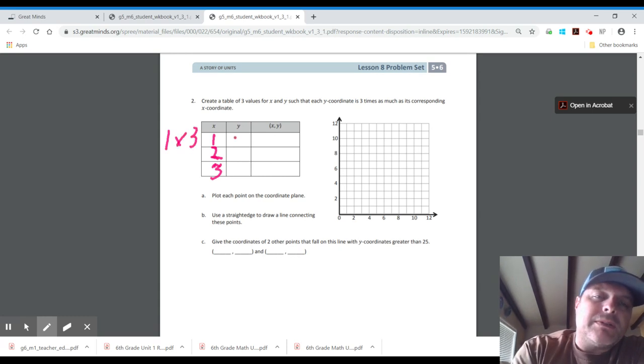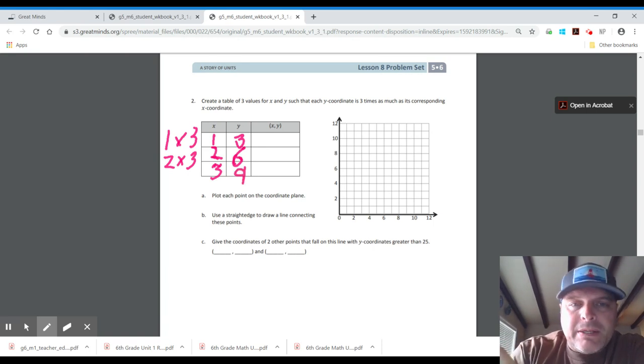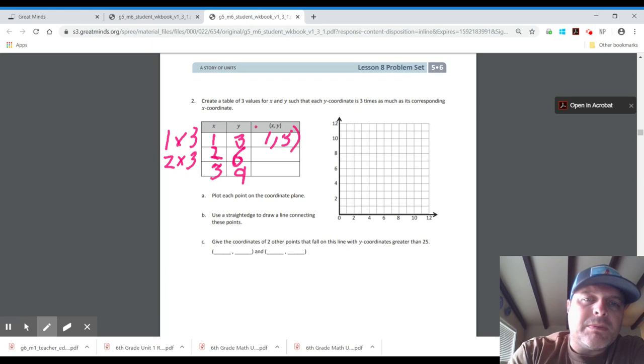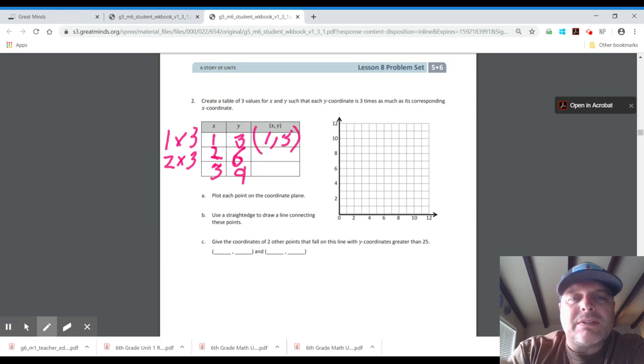So 1 times 3. So the first one's going to be 3. And the next one is going to be 2 times 3, which is 6, right? And the last one is going to be 3 times 3, which is 9. Okay, so there you go. 1, 3, 2, 6, 3, 9. Let's go ahead and write it as you would, just rewriting it the same way, 1 comma 3 with parentheses. And you're just going to write in that format all the way down.